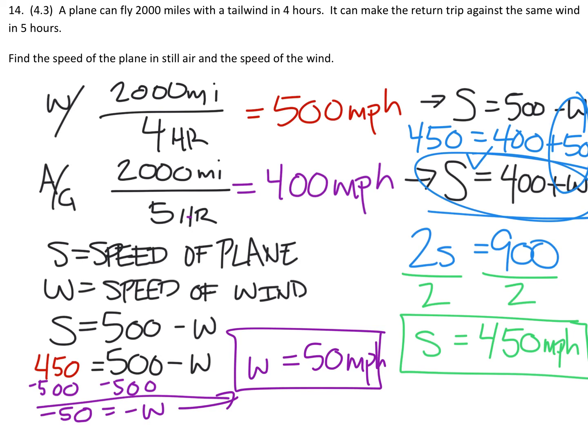So that's how we do this, finding the speed of the plane in still air and the speed of the wind. It's just a system of equations and then plugging in the values we find in order to solve for another value and even to check.